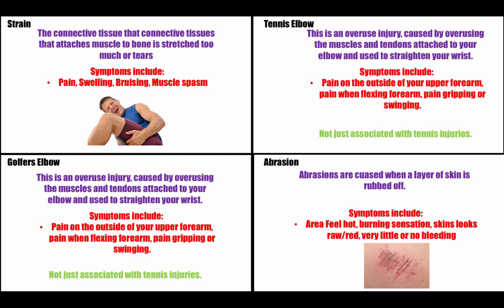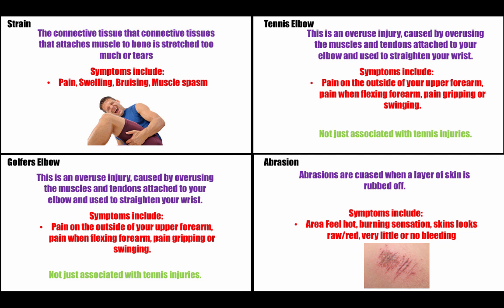Tennis elbow. This is an overuse injury caused by overusing the muscles and tendons attached to the elbow, which are used to straighten the wrist. Some symptoms are pain on the outside or upper forearm when flexing the forearm, gripping or swinging. This is not just associated with tennis, however, it is referred to as tennis elbow. Golfer's elbow is a very similar one. This is an overuse injury caused by overusing the muscles and tendons attached to your elbow used to straighten the wrist. The symptoms are the same as tennis elbow, but again, this is not just associated with golfing.